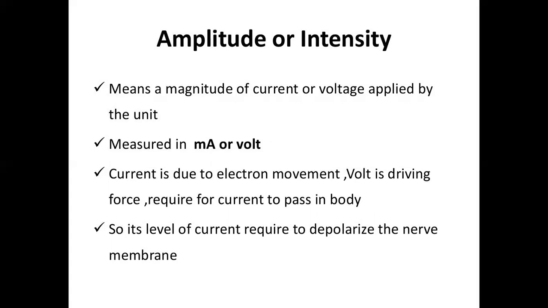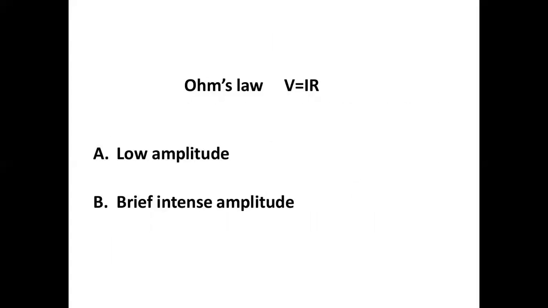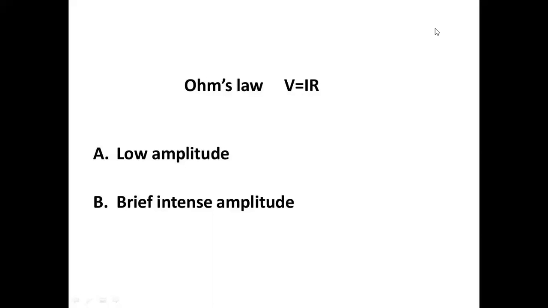Amplitude or intensity means the magnitude of current or voltage applied by the unit. It is measured in milliamperes or volts. Current is due to electron movement. Volt is the driving force required for current to pass in the body. So it is the level of current required to depolarize the nerve membrane. Ohm's law: voltage is equal to current times the resistance. It can be low amplitude, or brief intense amplitude.